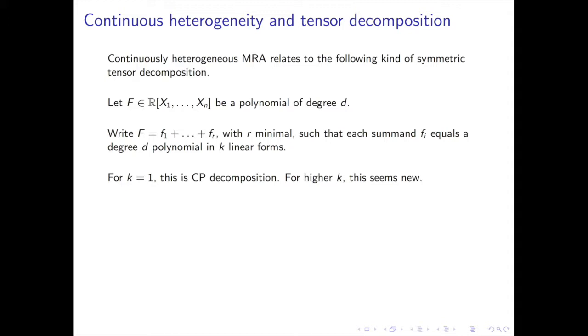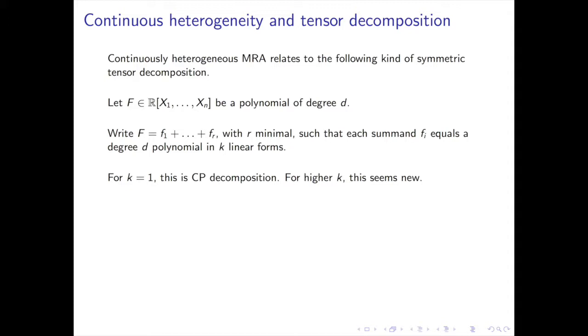This is kind of a strange thing to do. So if you take k equal to 1, then each f_i you're asking to be a degree d polynomial in one linear form. So that's just a dth power of a linear form. So if you set k to be 1, you retrieve CP decomposition for symmetric tensor decomposition. You're trying to write f as a sum of powers of linear forms.